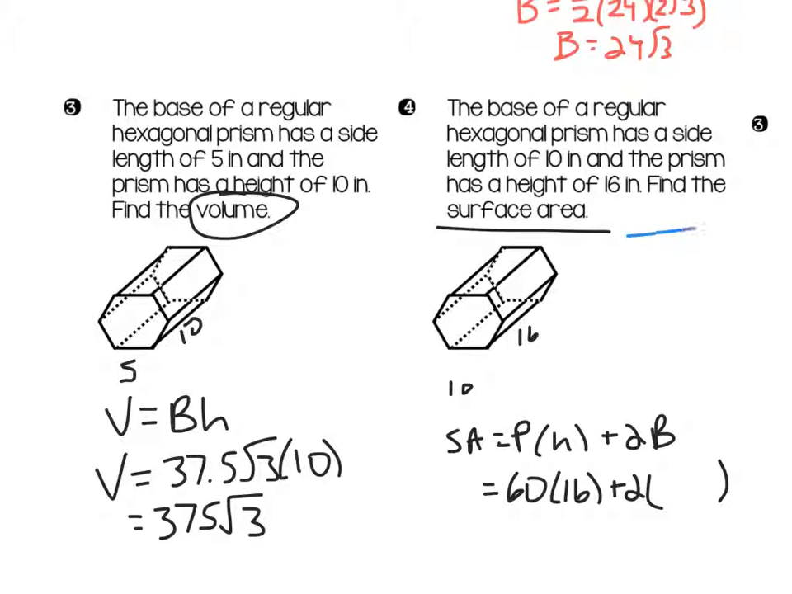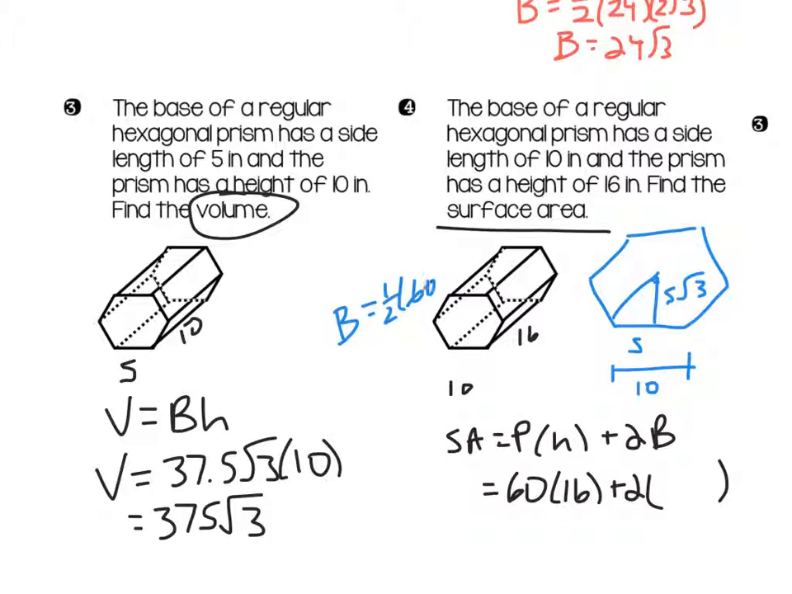So we have a hexagon with a whole side length of 10. So half of that is 5. It makes a 30, 60, 90 triangle. So my apothem is 5 root 3. So area of my base is 1/2 times perimeter, we said, is 60, times apothem, which is 5 root 3. So that is going to give me 150 square root of 3.